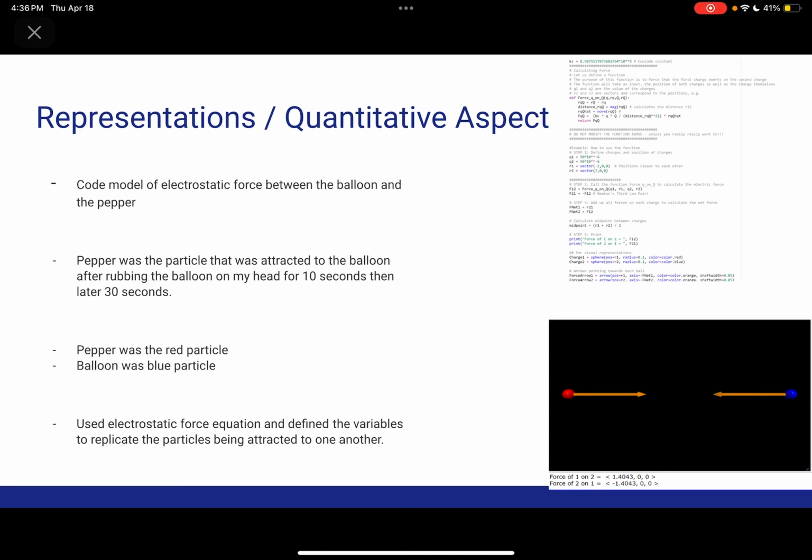So the pepper was the red particle and the salt was the blue particle. As you can see in the description, the force of 1 on 2 was positive and the force of 2 on 1 was negative, so it was attracted. And you can see through the orange arrows that they're going towards each other. When I ran the code, the two objects ran towards each other, collided, and stuck together as they were attracted, just as I suspected.